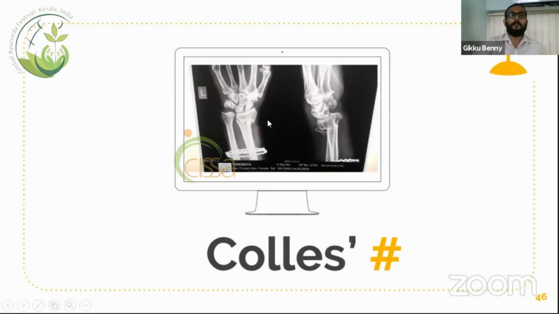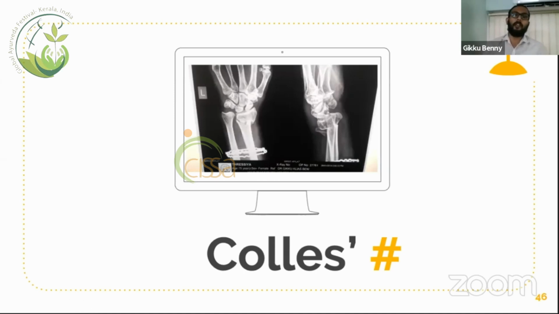Here we can see a 70-year-old female patient who came to OPD after a fall on an outstretched hand. In the AP view X-ray there is lateral displacement, and in the lateral view X-ray we can see the posterior displacement. We should correct both these displacements, and for the correction of displacement, first we should give traction. Along with the traction, counter traction should be given.